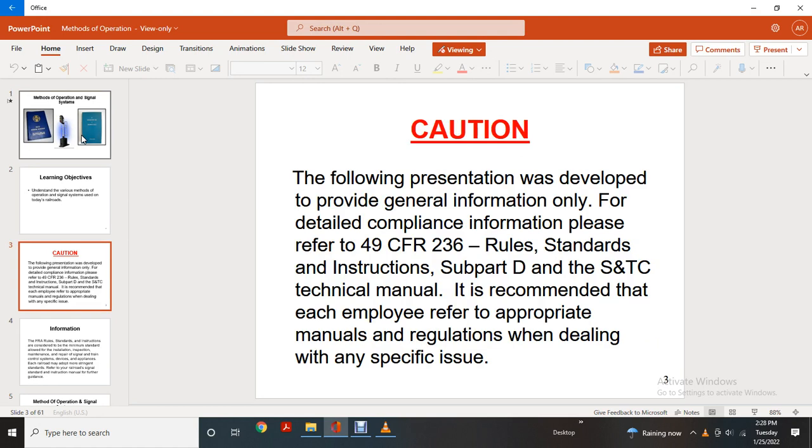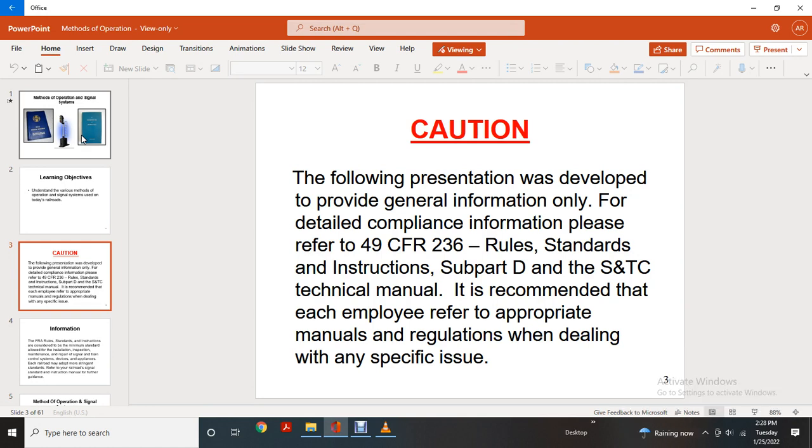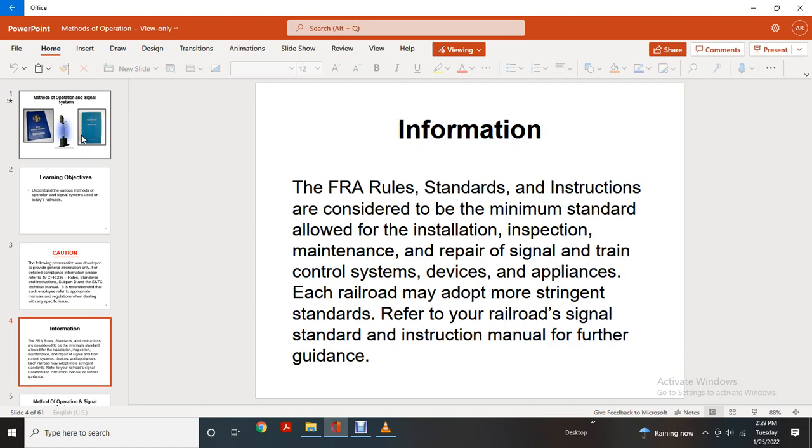49 CFR 236, standard instructions, Subpart D, and the SNTC technical manual recommend that each employee refer to the appropriate manual and regulations when dealing with any specific issue. The FRA rules, standards, and instructions are considered a minimum standard allowed for the installation, inspection, maintenance, and repair of signal, train control systems, devices, and appliances. Each railroad may adopt more stringent standards; refer to the railroad signal standard or instruction manual for further guidance.